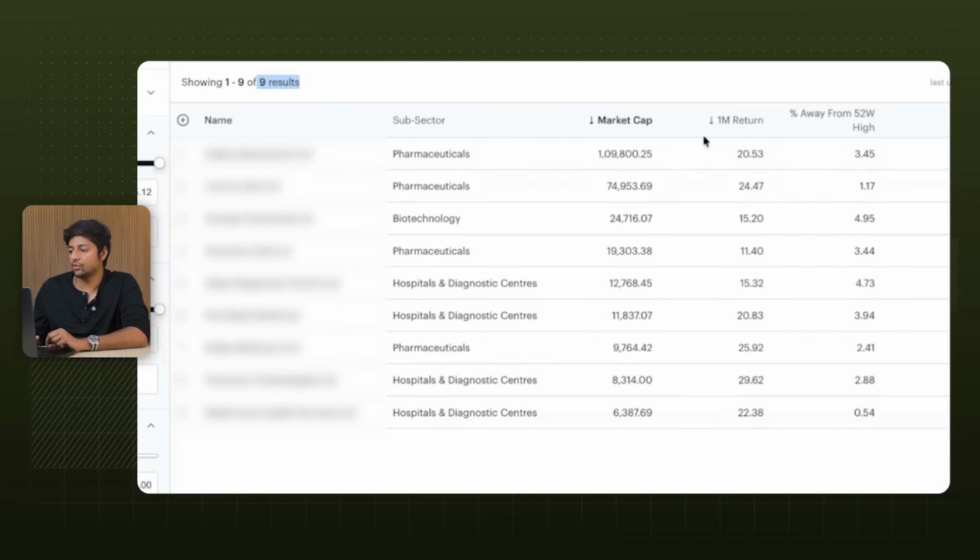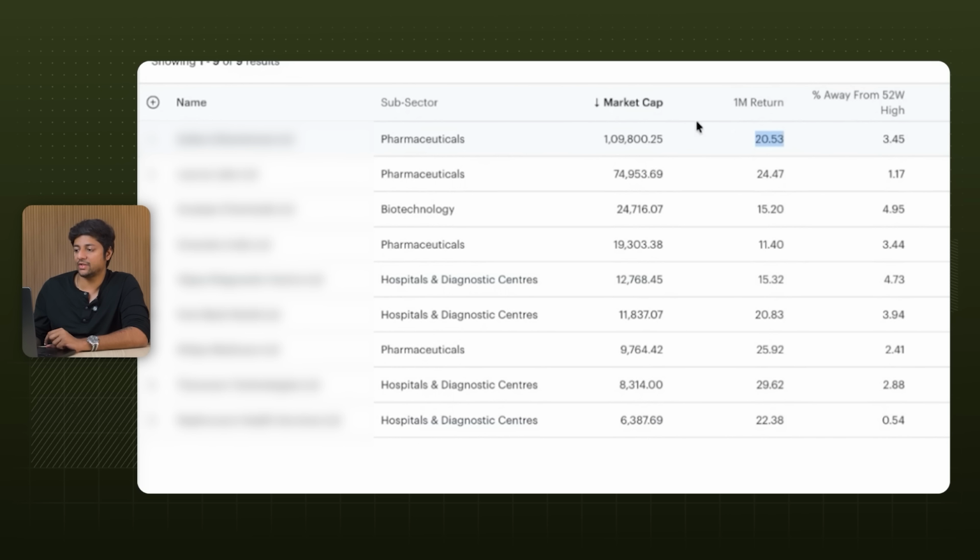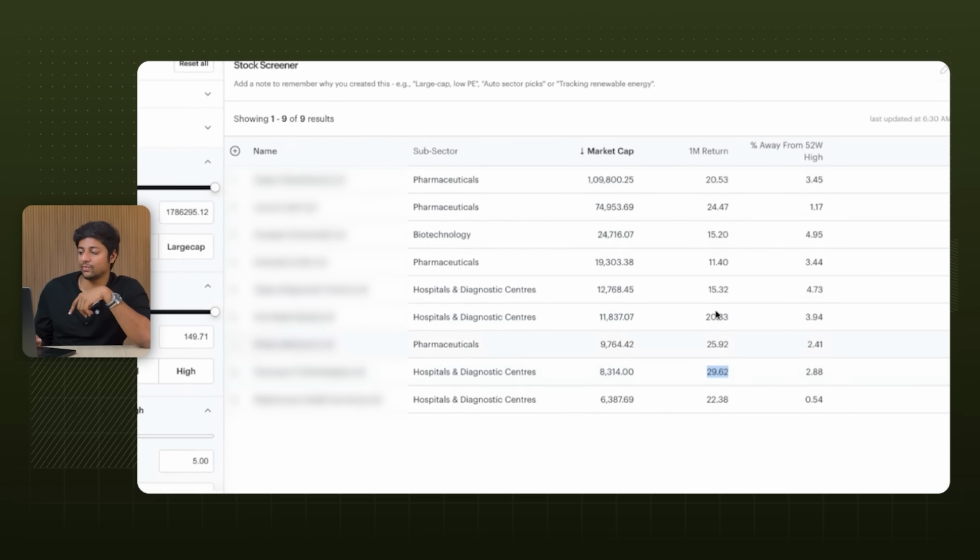I'll show you. It shows me that the 1 month return of this company, which is let's say a 1 lakh crore company, 1 month return is 20% and it is 3.45% away from 52-week high. So that means I know that the momentum is definitely there in this, that it's already come up 20%. It's just close to the 52-week high. If it breaks the 52-week high, then the momentum will continue. And you can see all of that coming here: 11%, 15%, 20%, 30%, 29%. So many companies have come.